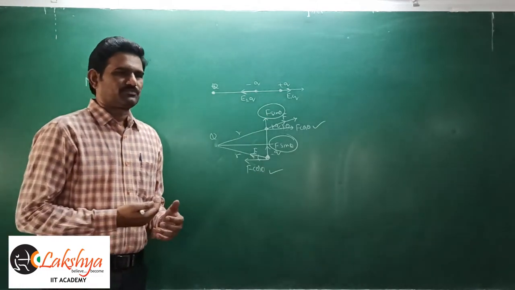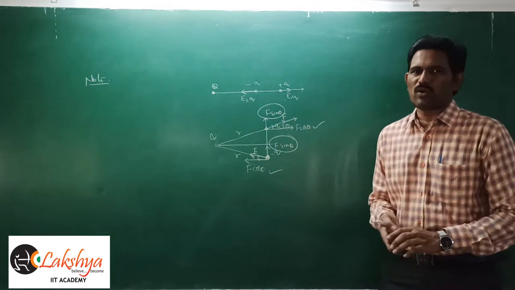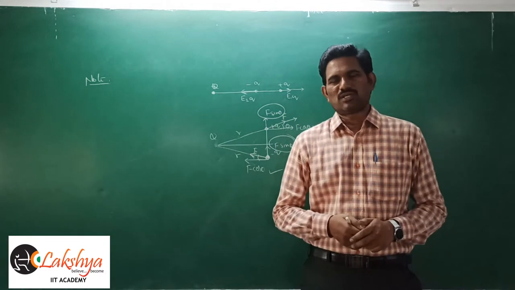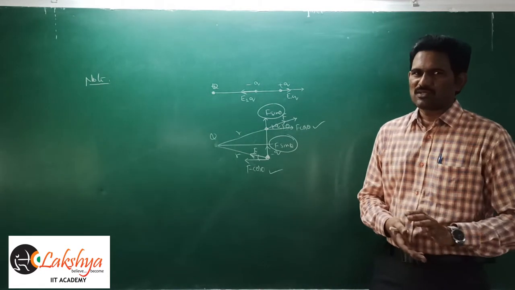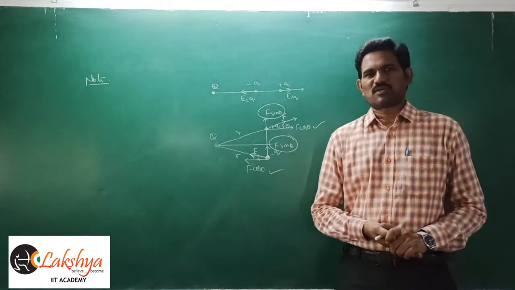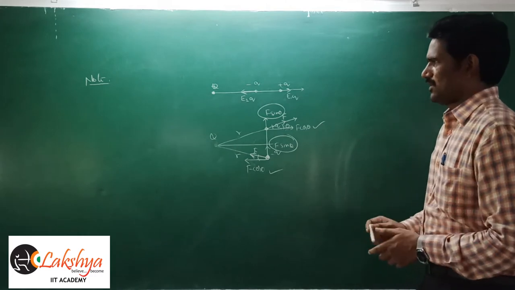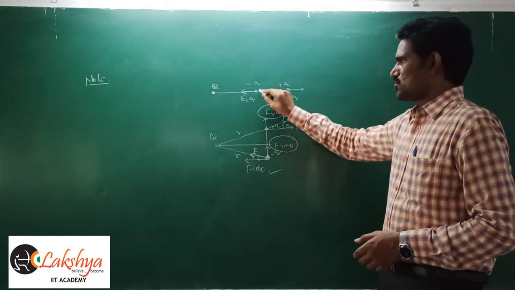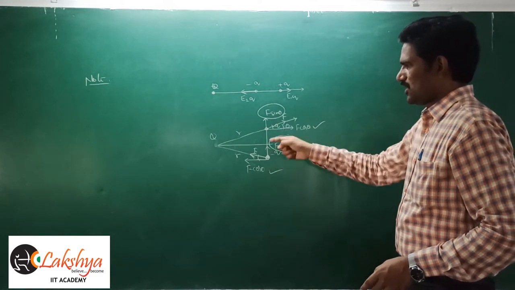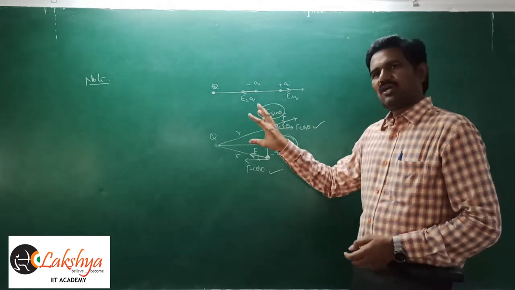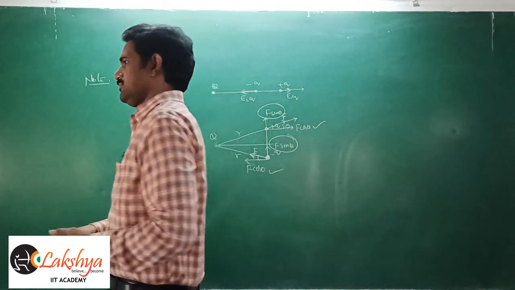That means, if the dipole is placed in a non-uniform electric field produced by a point charge, then you can conclude that the net force acting on the dipole is always non-zero. But the torque may or may not be zero. You can see in both the examples. In this example, torque is zero because these two forces are acting away from each other. But here, if you are changing the orientation, torque may not be zero. So that depends on this.